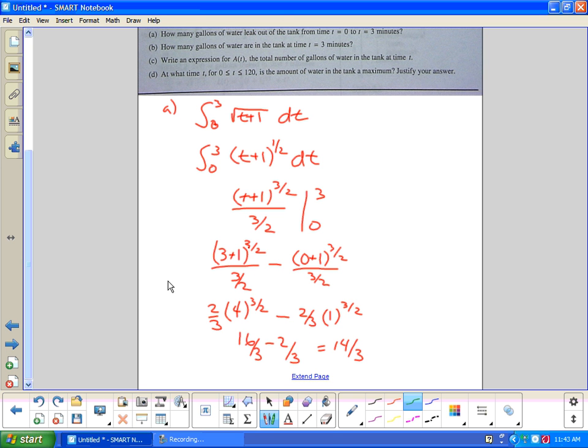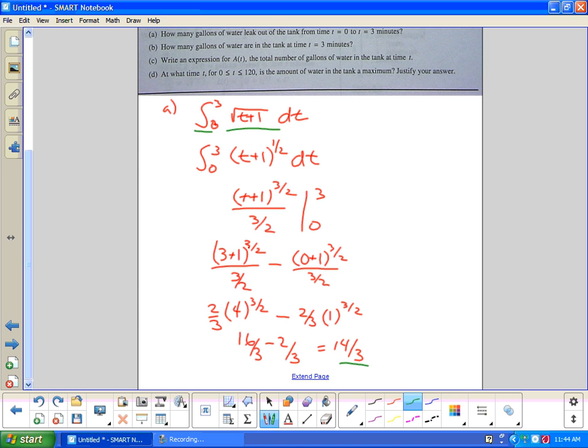No, it has to be positive. It's how many gallons go out, so it's not asking for a flow rate. This is like number of gallons. And you get a point for the limits, 0 to 3. You get a point for the integral, square root of t plus 1 dt, and you get a point for 14/3. So this first part was worth 3 points.